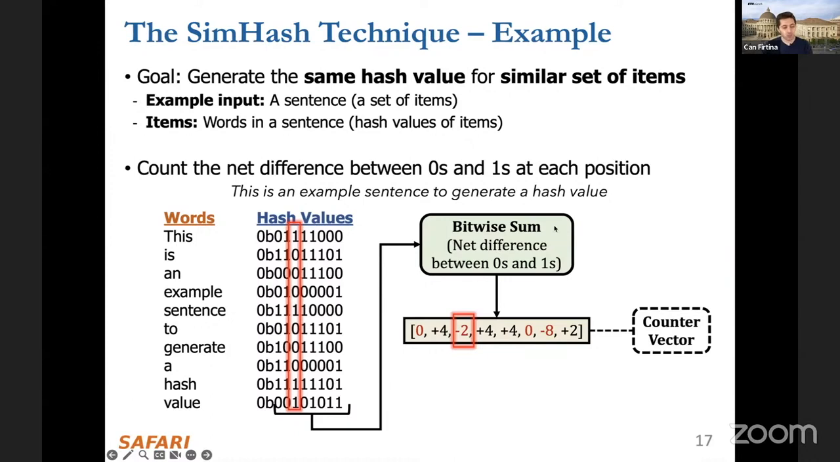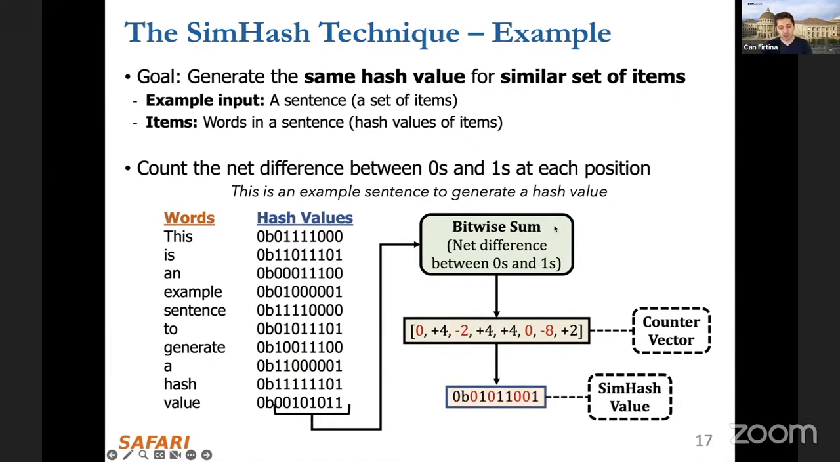So why is this important? This is important because we directly use this counter vector to generate the SimHash value of this particular set. The set again was a sentence, and the items of that set were the words, and we use the hash values from all of the items of this set to generate this counter vector.